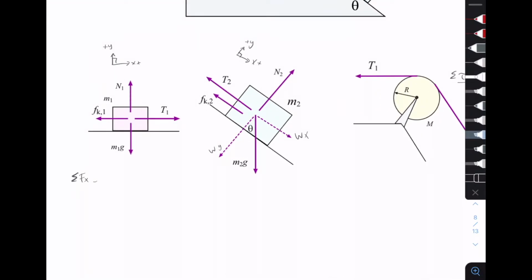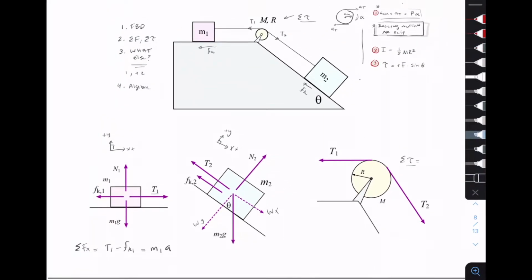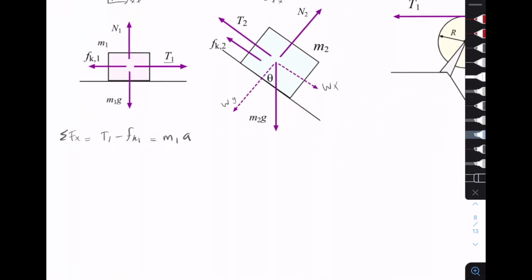Okay, so let's do all of our sum of forces here. The sum of forces in the x direction: for this we have T1, because this is in our positive x, minus FK1. That's going to be equal to the mass times some acceleration, and the mass in this case is m1, so let's be careful with our subscripts: m1a. The reason we have some acceleration is because this block is being pulled along here and this block is slipping down, so they're both accelerating.